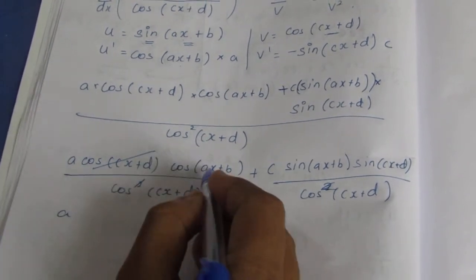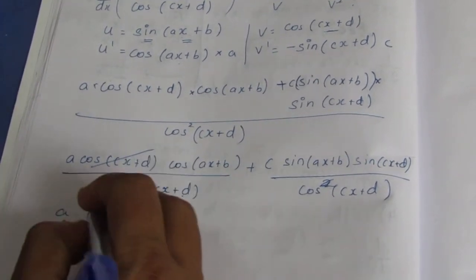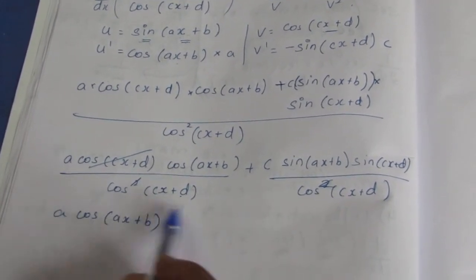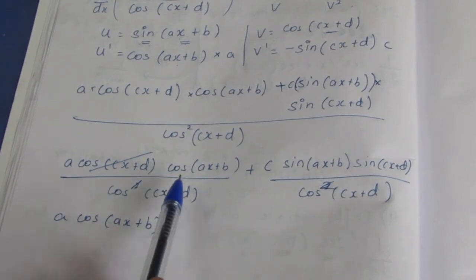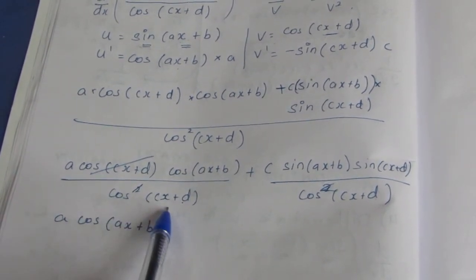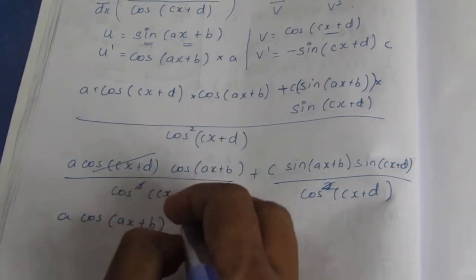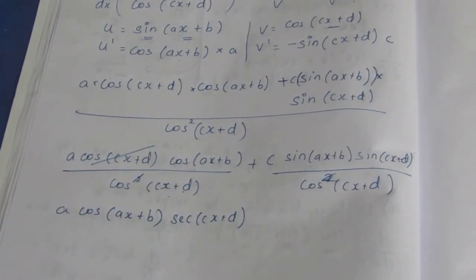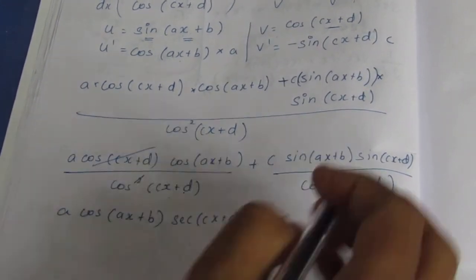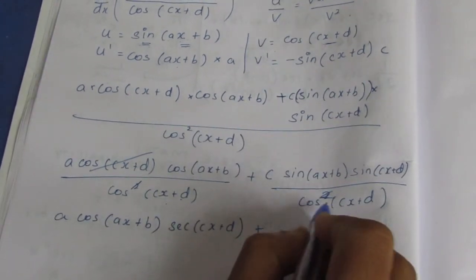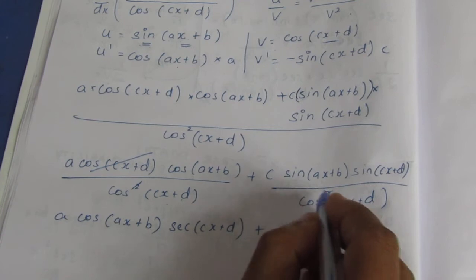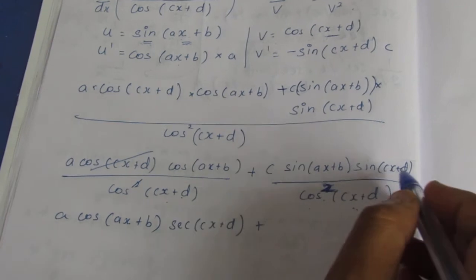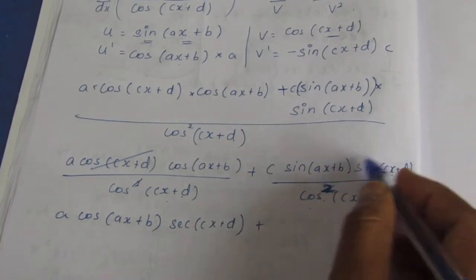Here we have a cos(ax+b) by cos(cx+d). Let me write ax+b as it is. We know that cos(cx+d) is in the denominator, 1 by cos(cx+d). I can write 1 by cos(cx+d) as sec(cx+d), because 1 by cos theta is sec theta. The same way here I am going to split this separately. There are 2 cos(cx+d) in the denominator. One cos(cx+d) with the sin(cx+d) becomes tan.